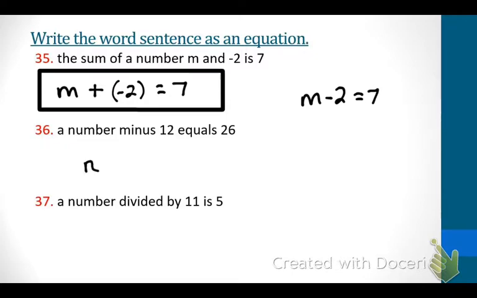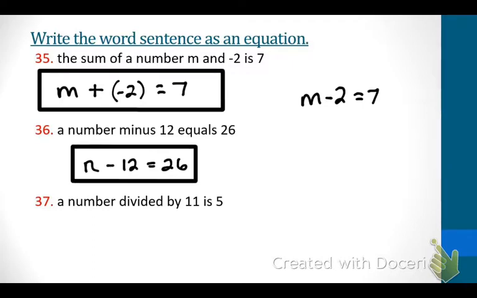So he said n minus 12 equals 26. All right, very good. So basically it was just reading it from left to right. Nice work. All right, Emma, a number divided by 11 is 5. Okay. G over 11 equals 5. Very good.